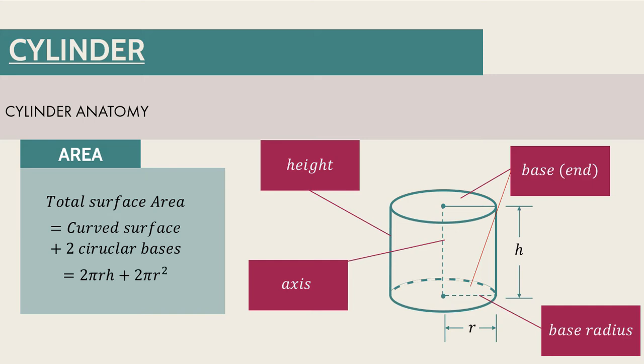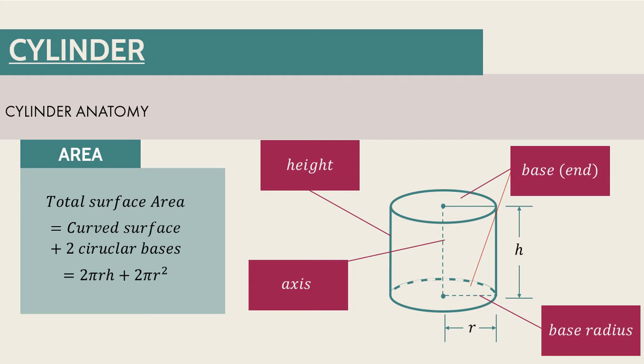And the formula for the curved face is 2 pi r h. 2 times pi times the radius times the height. 2 pi r h. For the time being, we will accept this formula. If we have time in the future, I will explain why we get the formula.